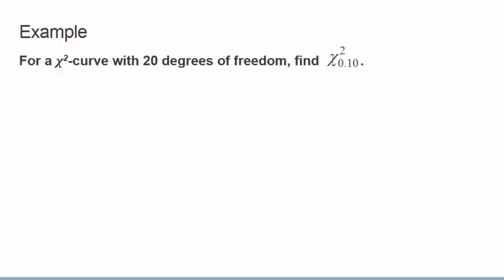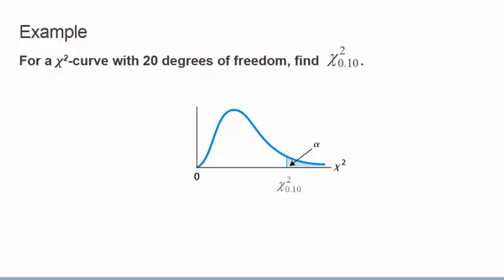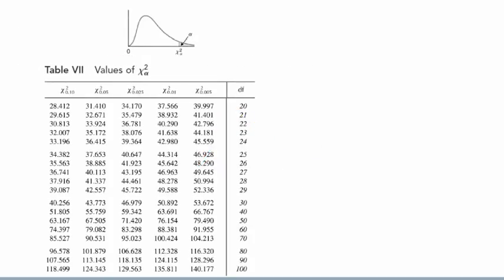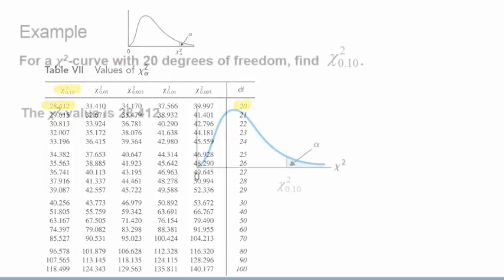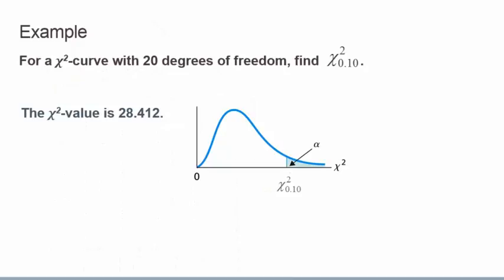Example, for a chi-squared curve with 20 degrees of freedom, find chi-squared sub 0.10. We have our chi-squared graph with alpha to the right of our chi-squared value. That is chi-squared sub 0.10. So we need to go to our table. For 20 degrees of freedom, we want the column chi-squared sub 0.10, and that's 28.412. The chi-squared value is 28.412.